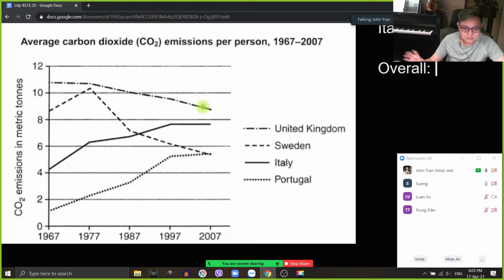Anything else? Sweden's carbon dioxide emission increased from 1967 to 1977. But after that, it starts to decrease, right? Yeah, it starts to decrease. But that is a bit too detailed, so you should not mention that. Cái khúc đó là nó hơi bị chi tiết quá rồi, em không nên đi thẳng vào nói số năm lúc trong overall. Just say the main thing that you can see. Okay, yes, United Kingdom shows a decreasing trend. Good. What else?